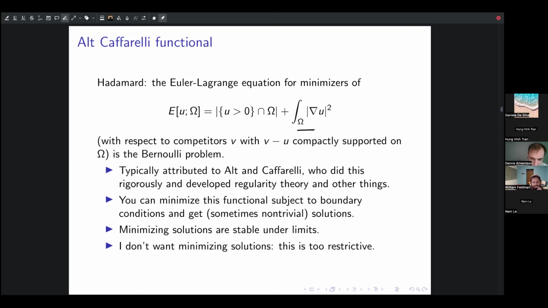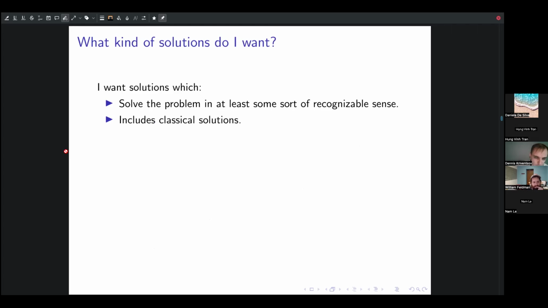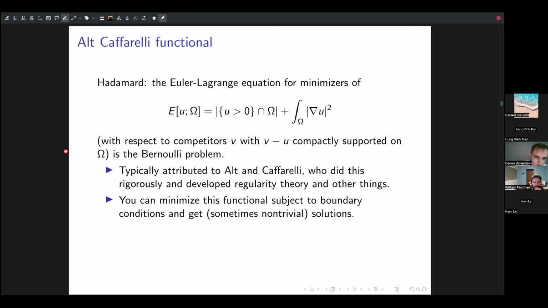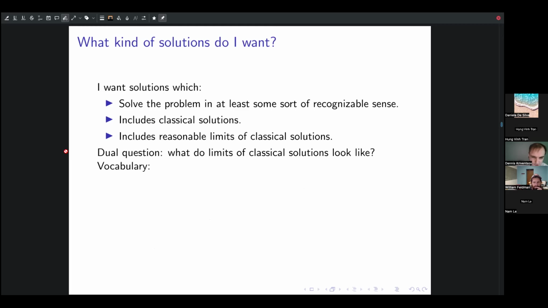So I'm not satisfied with just working with minimizers. What do I want to do if I don't want to work with minimizers? I want solutions which, okay, solve the problem somehow. They include all of the classical solutions I've described. This is actually a problem with the minimizers. Not all of the solutions that we've seen are minimizing. We'll talk about this in a moment. And they include limits of classical solutions as well. So there's a dual question to what notion of solution I should use. It's what do these limits actually look like, right?